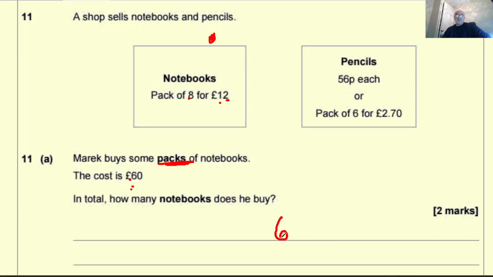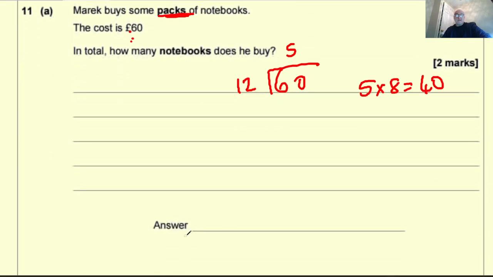So I'm going to take those two values. I'm going to say how many lots of 12 can I take out of 60? So 12 into 60 is going to go 5 times. So if I get 5 packs and there are 8 in a pack, I'm going to use the other thing they gave me in the question. 5 times 8 is going to give me 40 notebooks. So my answer, 40 notebooks.